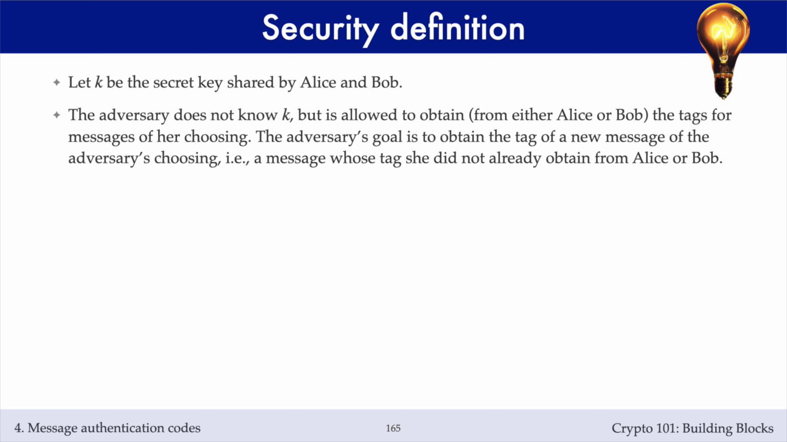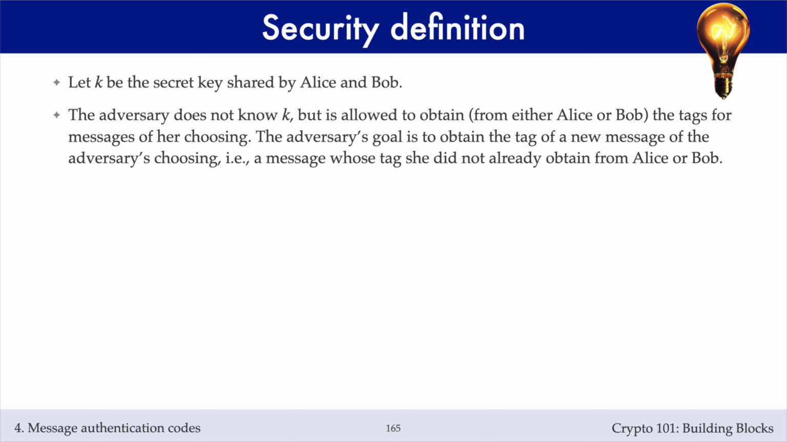Let K be the secret key shared by Alice and Bob. Of course, the adversary does not know K. Since Alice sends Bob tagged messages over the unsecure channel, we should assume that the adversary knows some messages and their valid tags. I'll give the attacker a stronger capability. So, I'll assume that the attacker is allowed to obtain, either from Alice or Bob, tags for messages of the adversary's choosing. So, we'll view the adversary as having access to a so-called MAC oracle.